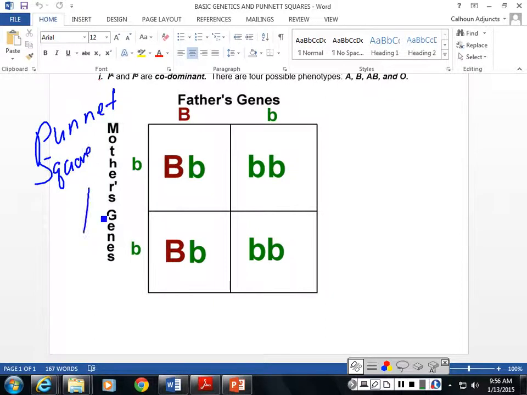And you put your mom on one side and your dad on the top, okay? And you put in their genotype, their two alleles. Because your mom's going to have two genes and your dad's going to have two genes.